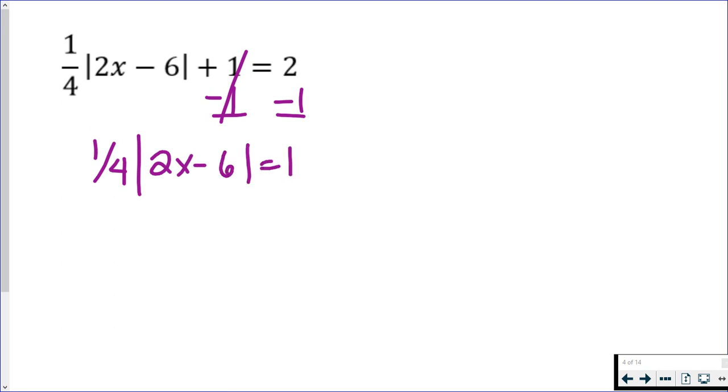The next thing I'll do is move the 1/4 over. Right now it's 1/4 times the absolute value. So the opposite of that would be division. Now, when you're dividing fractions, remember you use keep, change, flip. So the shortcut for this is you just multiply by the reciprocal. In other words, we're going to flip 1 over 4, make it 4 over 1, and do that to both sides.